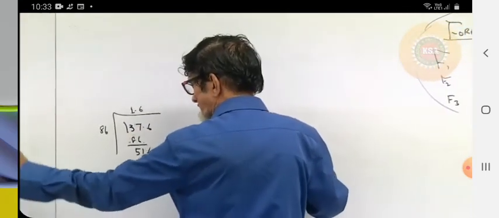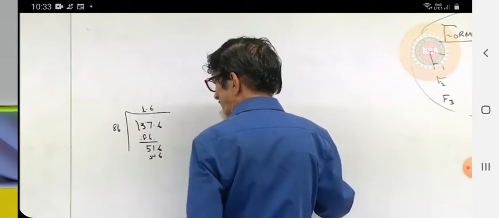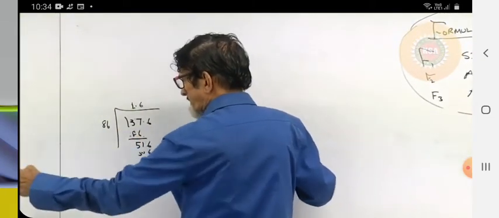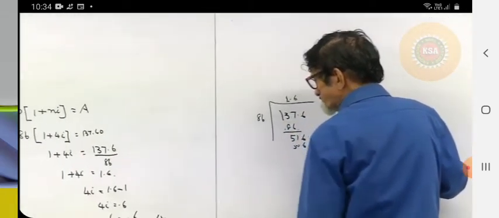Use calculator. I am using mental calculation. I didn't bring calculator, therefore I am doing. You don't copy. Use calculator. This by this calculator.